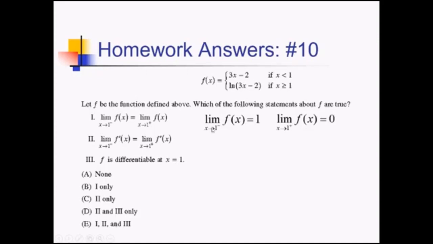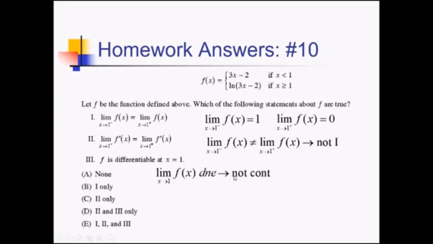So we see here that the left and the right limits do not match up. So that eliminates answer choice 1, or at least option 1. Now, since the limits don't match up, that actually has more implications for what we're doing here. That means the limit in general does not exist at 1, which means our function is not continuous. Since our function is not continuous at 1, that means it is also automatically not differentiable at 1. So that means we can also eliminate option 3.